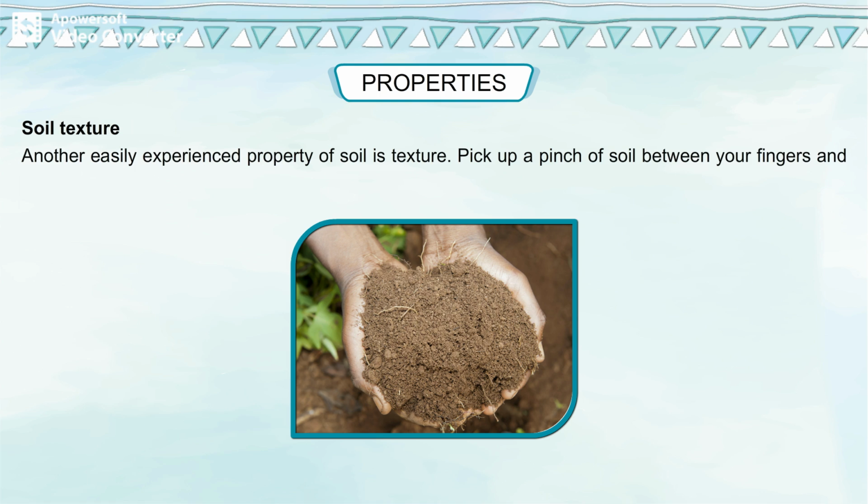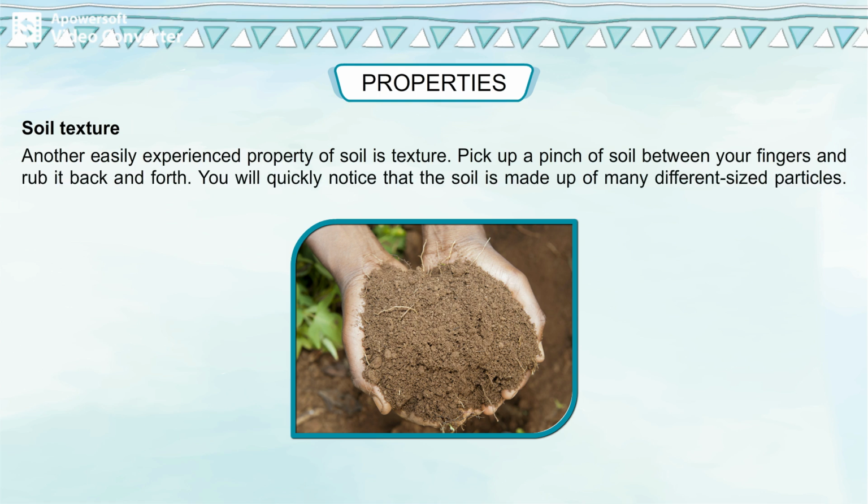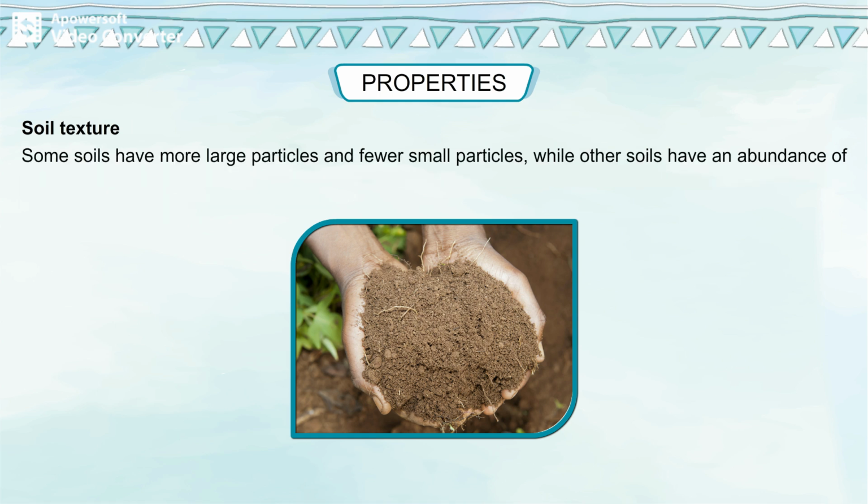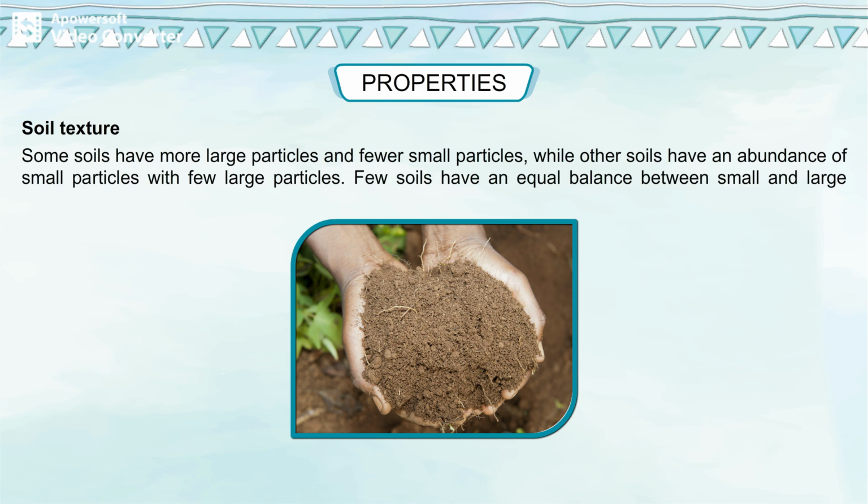Soil texture. Another easily experienced property of soil is texture. Pick up a pinch of soil between your fingers and rub it back and forth. You will quickly notice that the soil is made up of many different sized particles. These particles give the soil its texture. Some soils have more large particles and fewer small particles, while other soils have an abundance of small particles with few large particles. Few soils have an equal balance between small and large particles. These well-balanced soils are most healthy for plant life.